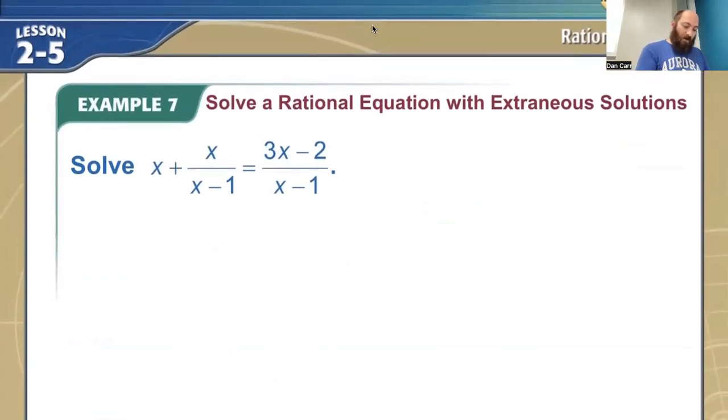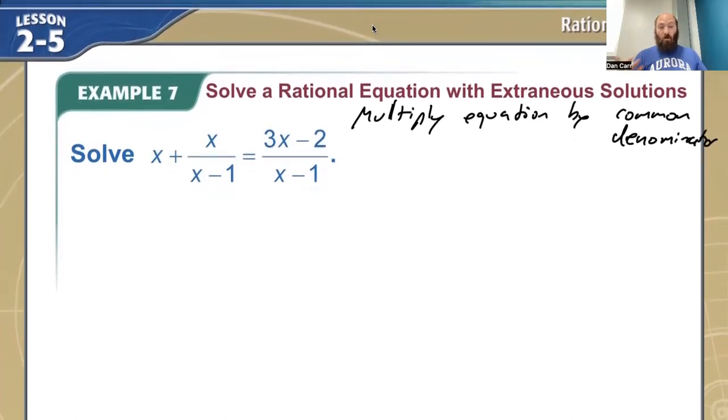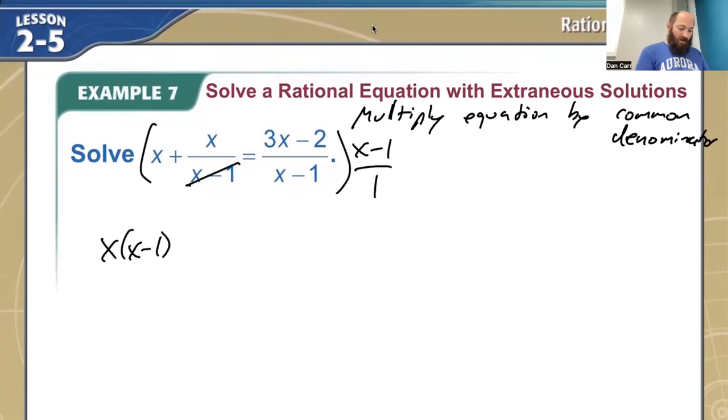Whatever your common denominator is, multiply the equation by the common denominator. When I do that, it's going to get rid of all my denominators, so it's no longer in fraction form. In this case, if I multiply everything by x minus 1, I'm going to take x times x minus 1. But when I multiply the second part, this is going to go away. So it cancels out with x minus 1. So I have plus x now. This also cancels out, so I get 3x minus 2.